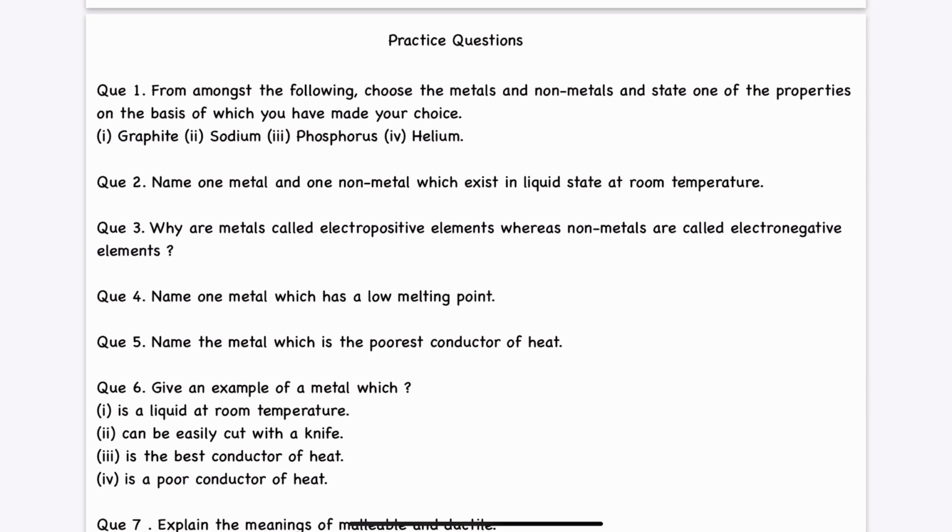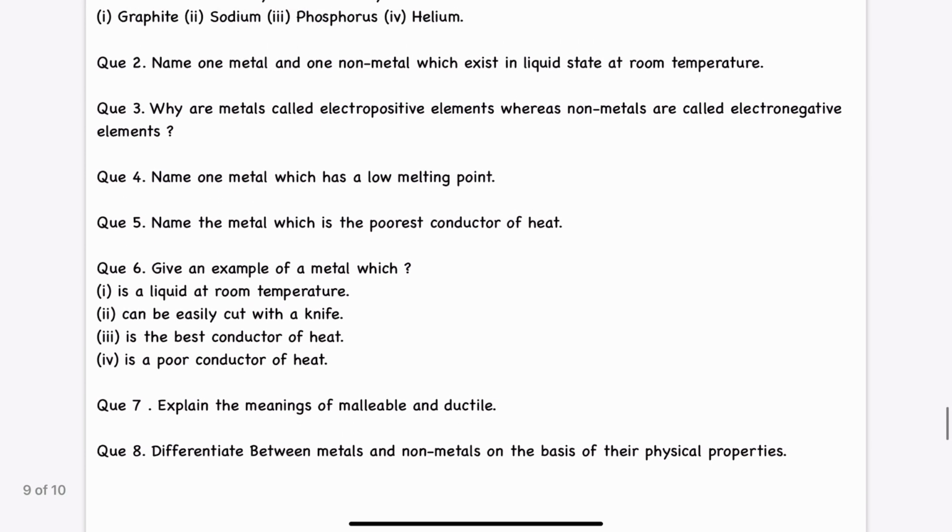Question 1. From amongst the following, choose the metals and non-metals and state one of the properties on the basis of which you have made your choice: graphite, sodium, phosphorus and helium. Name one metal and one non-metal which exist in liquid state at room temperature. Why are metals called electropositive elements whereas non-metals are called electronegative elements? Name one element which has low melting point. Name the metal which is the poorest conductor of heat.